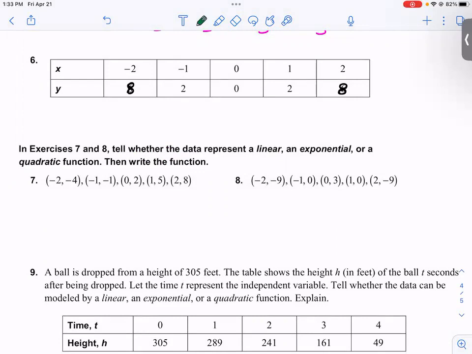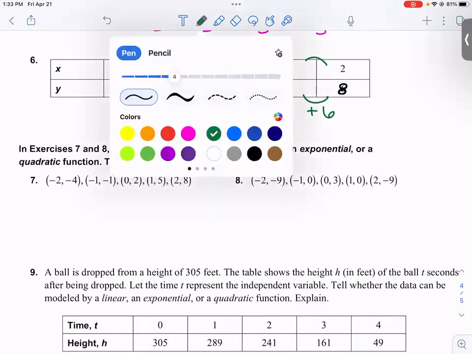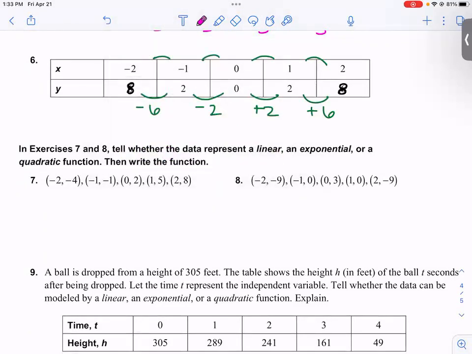Okay, so good. Our x's have that consistent up by 1, up by 1. Here we have 4 to 2 is -6. 2 to 0 is -2. And then we go up 2 and then we go up 6. Well, if we look at the second differences, -6 to -2 is up 4. -2 to +2 is up 4. 2 to 6 is up 4. This is a quadratic.